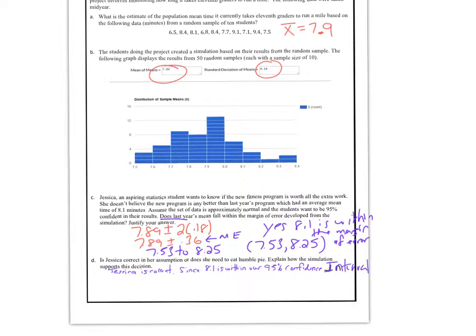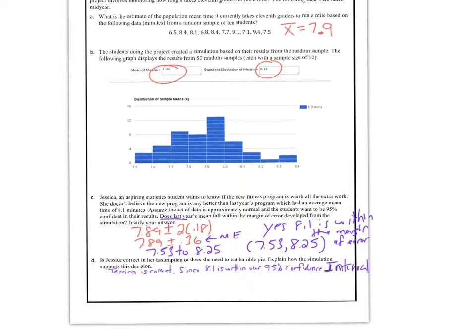So what does that mean? Well, it means the average was 7.9. But is everybody's average going to be 7.9? Of course not. Not everyone's average will be exactly 7.9. It's going to vary a little bit. And how much can it vary? Well, to find out how much it can vary, we create the 95% confidence interval.